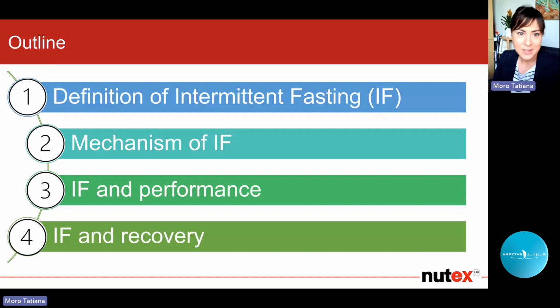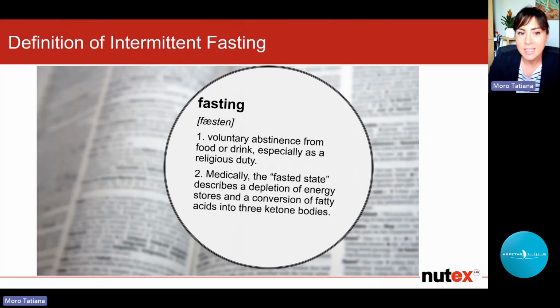So let's start with the definition of intermittent fasting. If we look in the dictionary what fasting means, we will find this definition. Fasting is a voluntary abstinence from food or drink, especially as a religious duty. But if we look at that from a more medical point of view, the fasted state will be described as a depletion of energy stores, which normally leads to a conversion of fatty acid into ketone bodies.